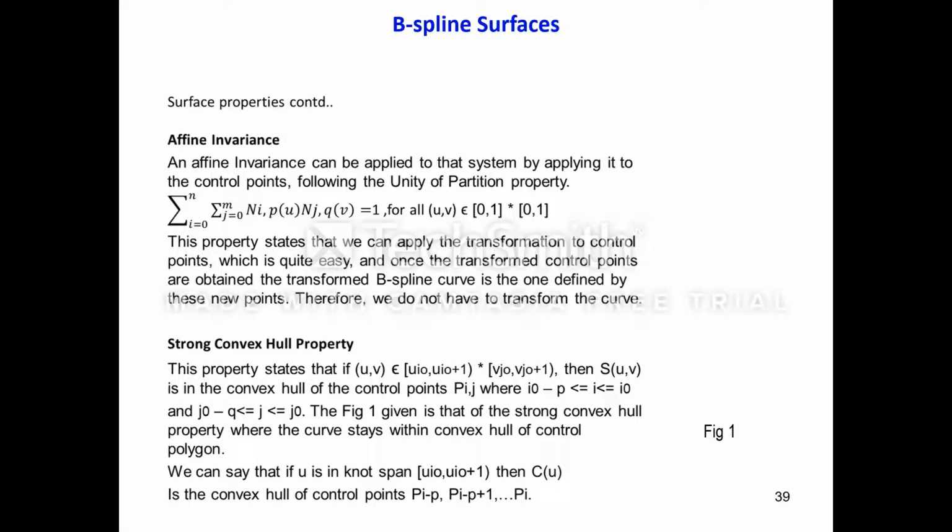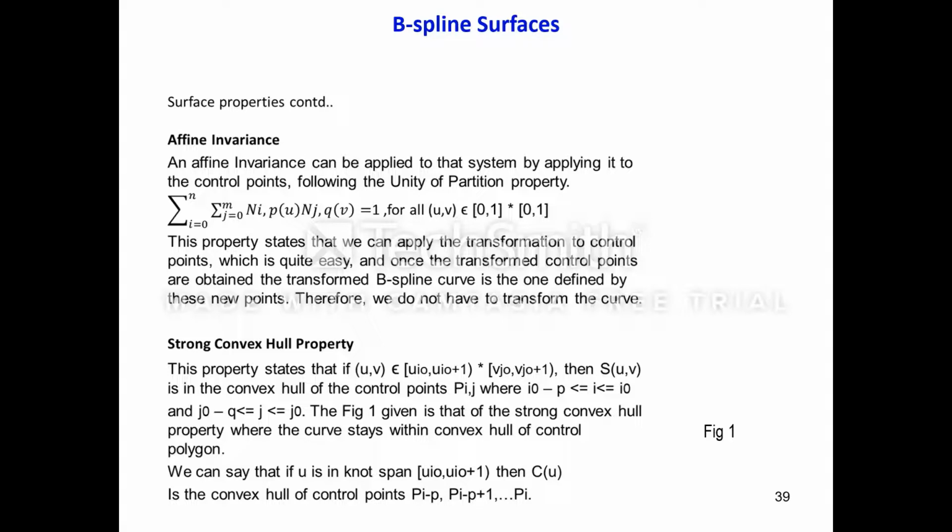The next slide has the most important property of B-spline surfaces, which is affine invariance. Basically, linear interpolation is affinely invariant. The affine invariance property also holds for B-spline curves. If an affine transformation is applied to a B-spline surface, the result can be constructed from the affine images of its control points. This is a nice property. When we want to apply a geometric or even affine transformation to a B-spline curve, this property states that we can apply the transformation to the control points, which is quite easy, and once the transformed control points are obtained, the transformed B-spline curve is the one defined by the new points. Therefore, we do not have to transform the curve.